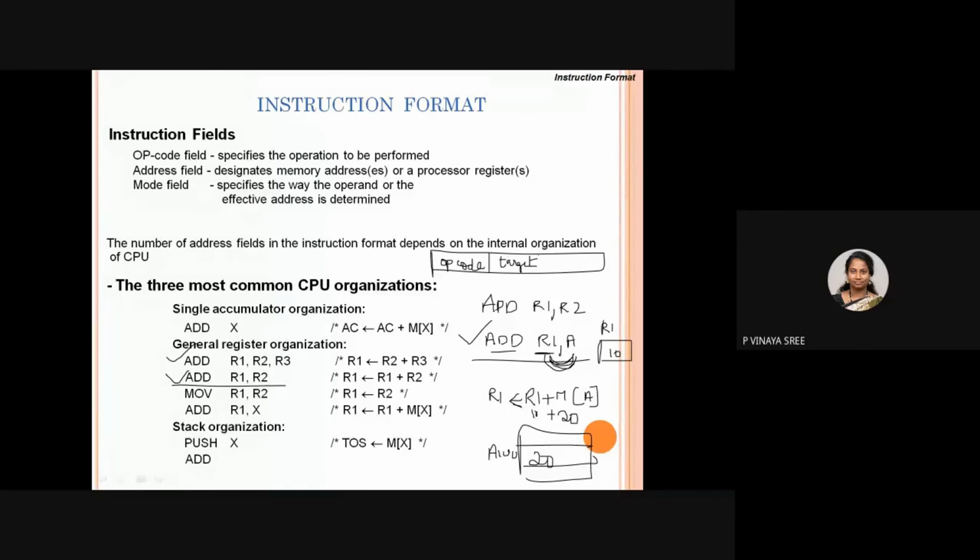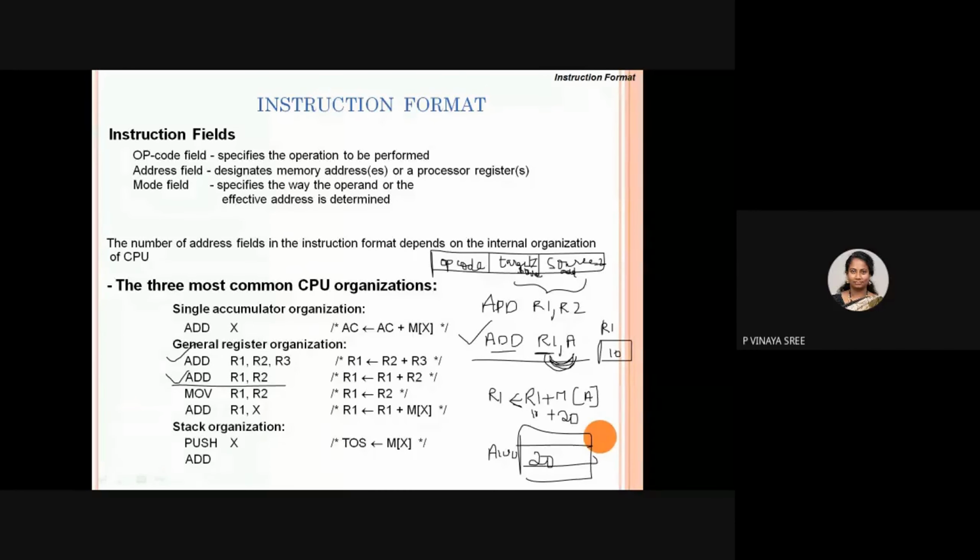So we'll have a target, and this also will have a source. This will act as source and target, and this one is a source address. But if that is a register, we cannot say address, because we give the name of a register. So here we have the two address instruction format.